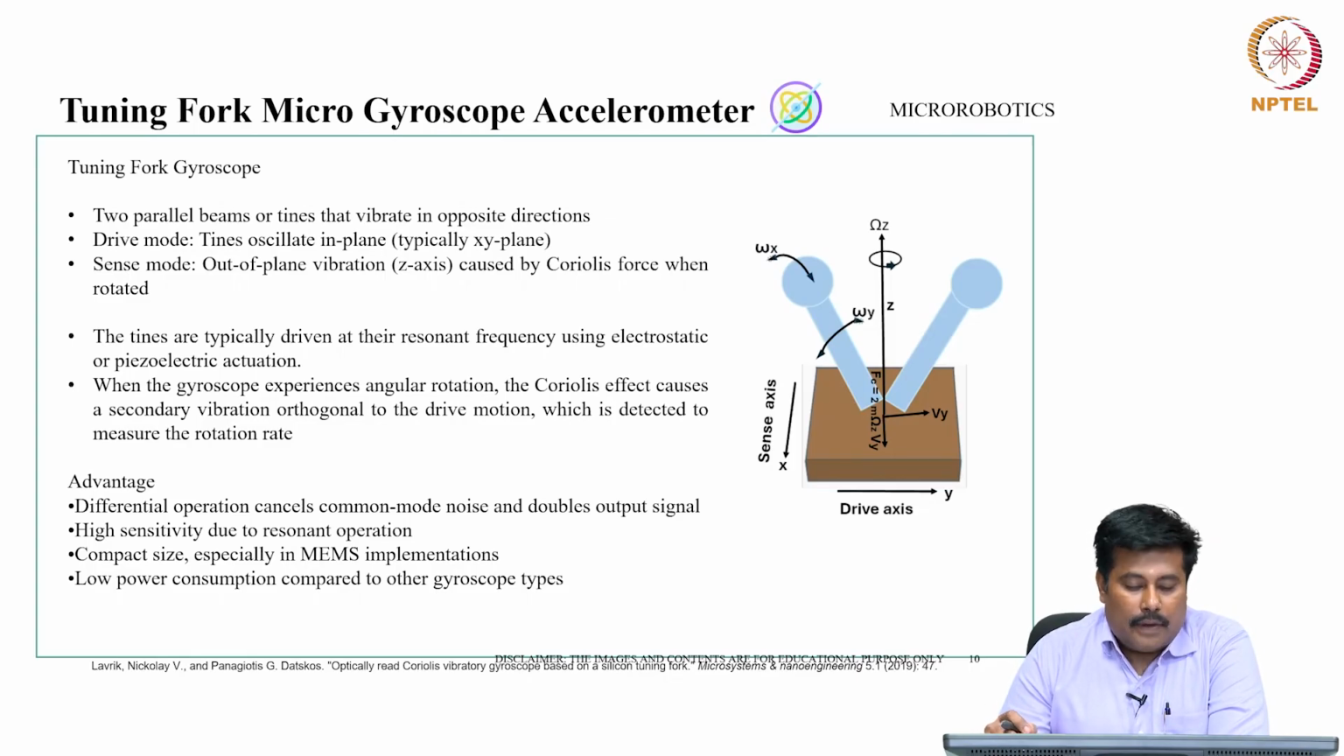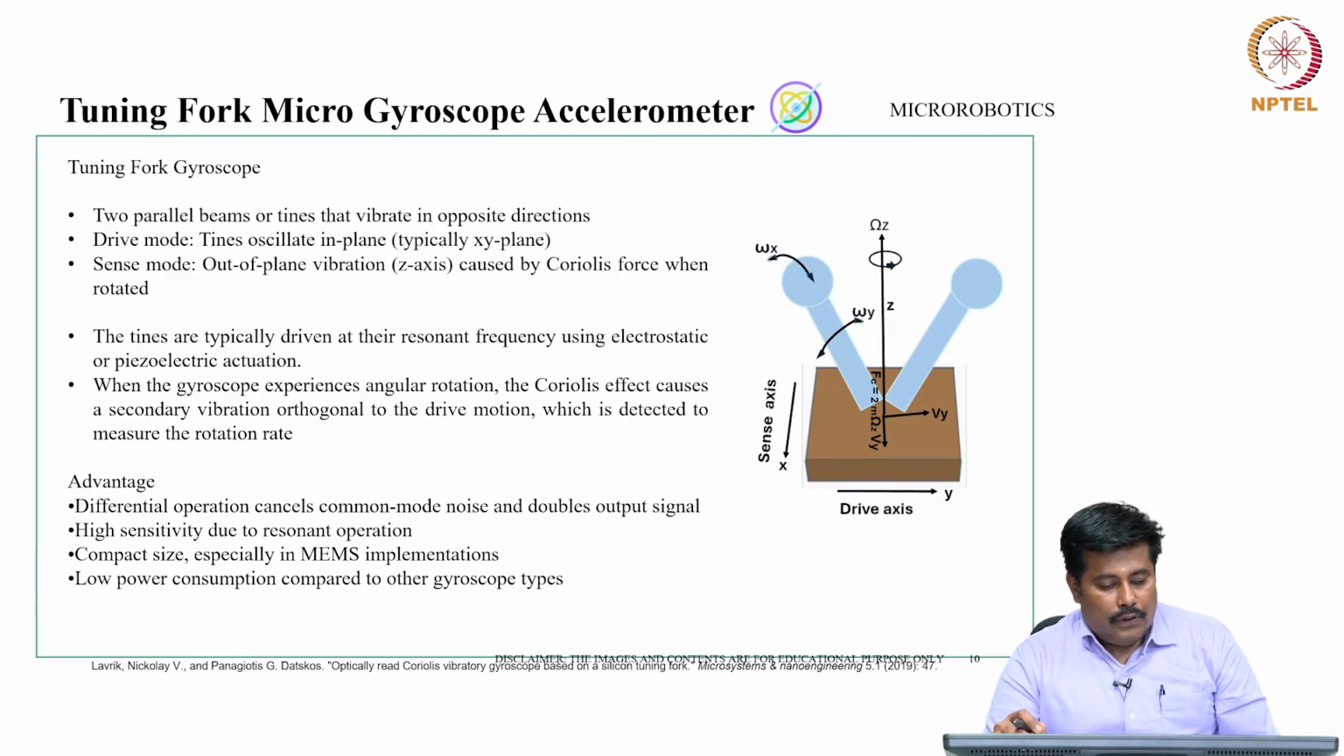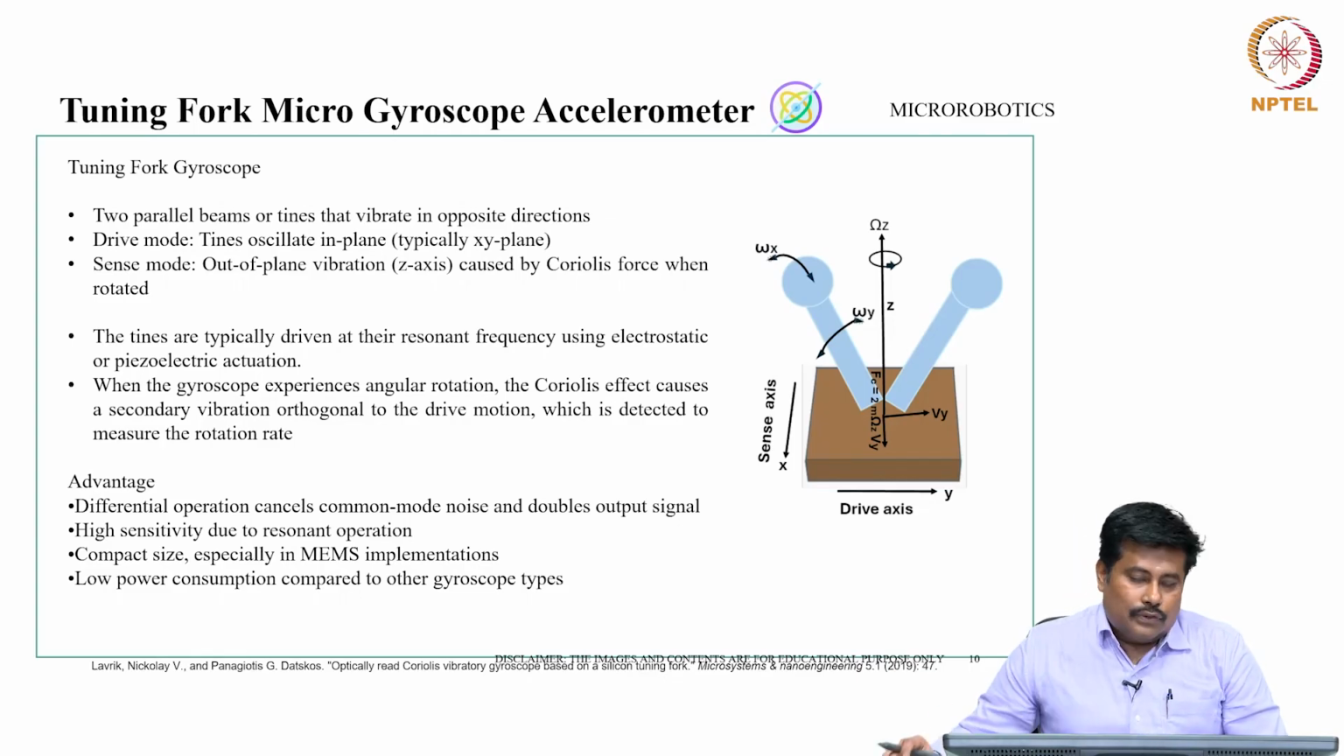When the gyroscope experiences angular rotation, the Coriolis effect causes a secondary vibration orthogonal to the drive motion, which is detected to measure the rotation rate. The major advantages are that differential operation cancels common mode noise and doubles the output signal, high sensitivity due to resonant operation, compact size especially in MEMS implementation, and low power consumption compared to other gyroscope types.